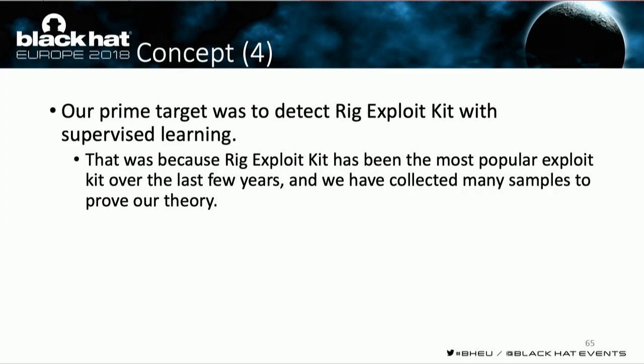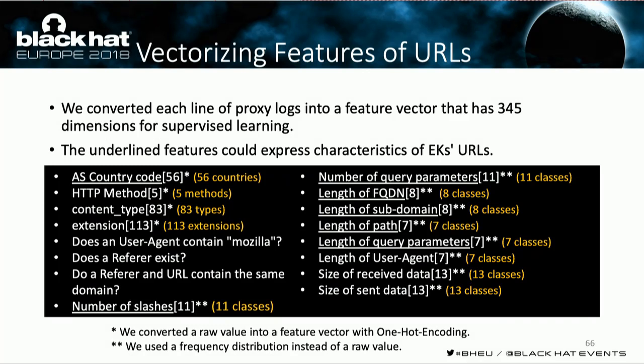At first, we tried to detect Rig exploit kit with supervised learning. That is because Rig exploit kit has been the most popular exploit kit over the last few years, and we have collected many samples to prove our theory. For supervised learning, we converted each line of proxy logs into a feature vector that has 345 dimensions as shown on the slide. Underlying features could express the characteristics of typical URLs of exploit kits.